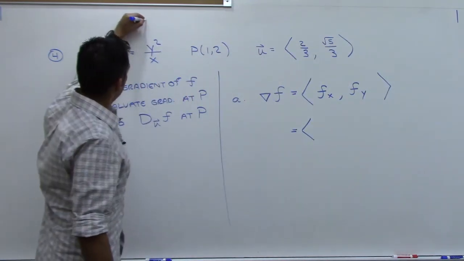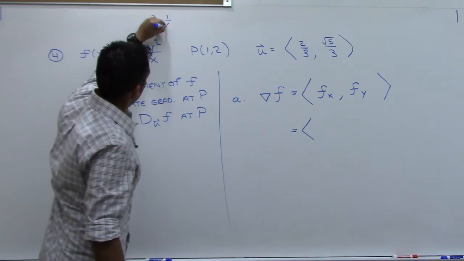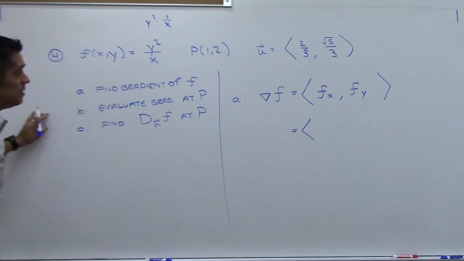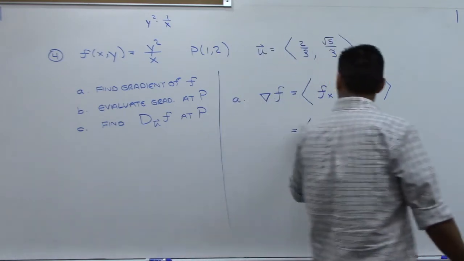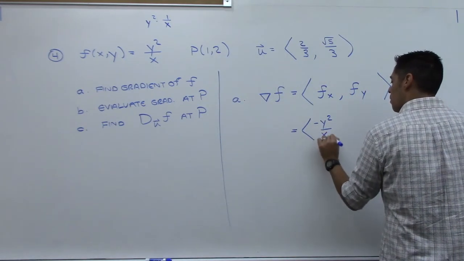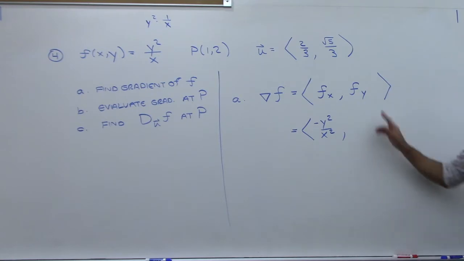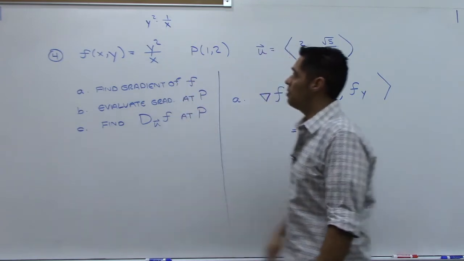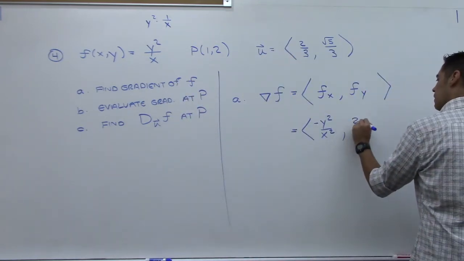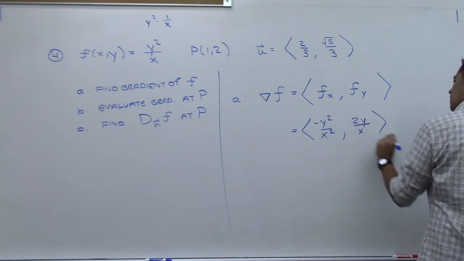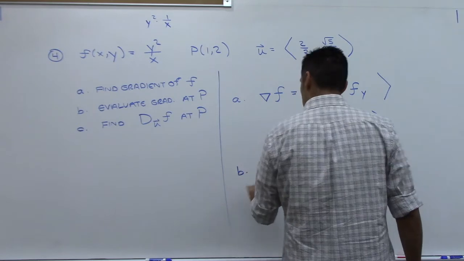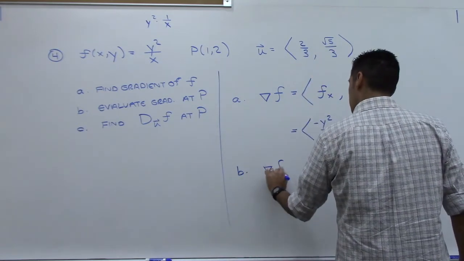Well, rewrite this as y squared times 1 over x, and then y is a constant. So derivative of 1 over x is negative x to the negative 2, so negative 1 over x squared. So that just turns into negative y squared over x squared. And then the partial with respect to y, x is a constant, so that's a constant derivative. Y squared is 2y, so we get 2y over x. So that's your gradient.